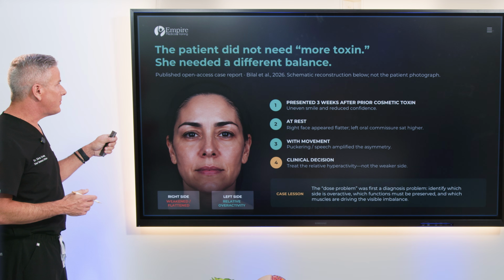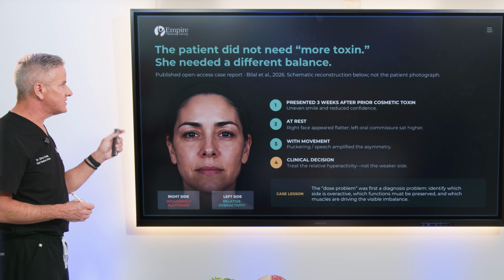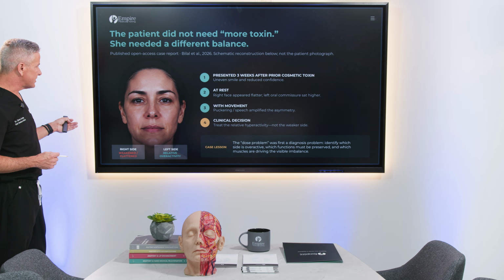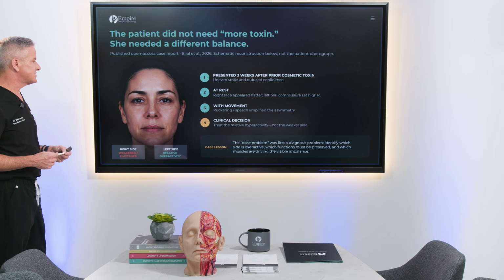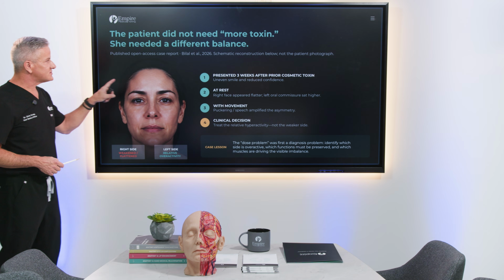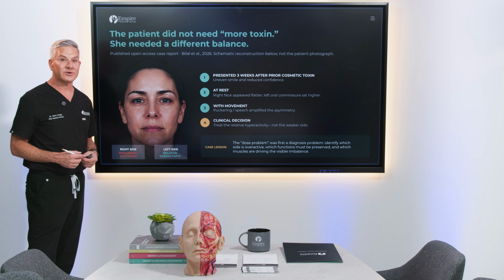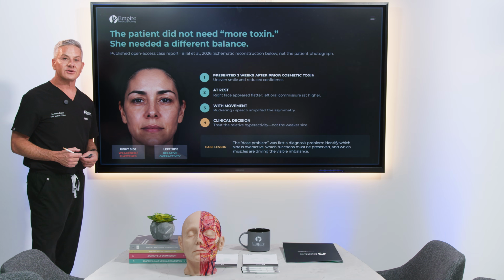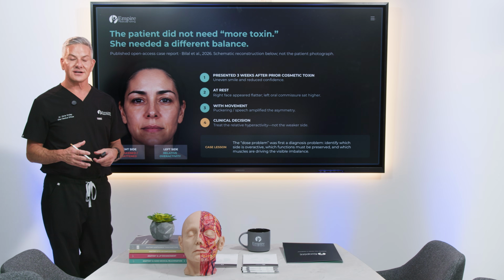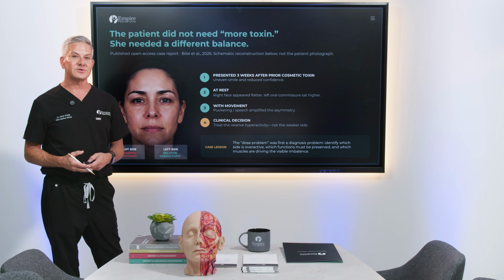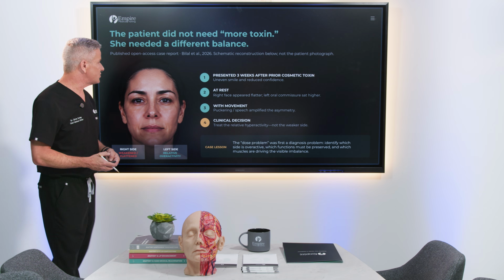Now, the patient didn't necessarily need more toxin in this case. She needed better balance. And so this is a report, it's in open access, and you can see this. We kind of reconstructed some of this, but with the right side relatively flat and the left side relatively overactive. This was 3 weeks after prior cosmetic toxin. So keep in mind, this is not 3 days later. So we know that neurotoxin can continue to set in and continue to impact muscles for up to 2 weeks after administration. So we usually don't do any corrective action within those first 2 weeks.